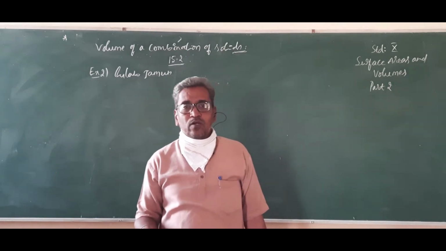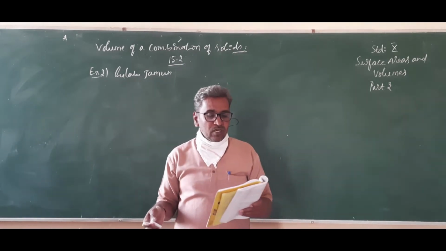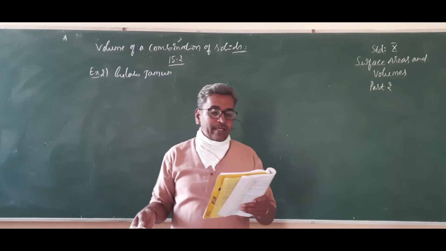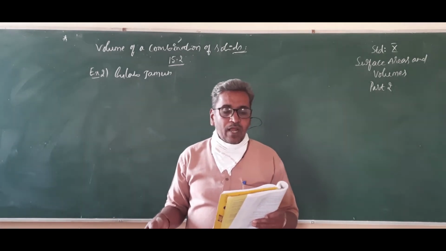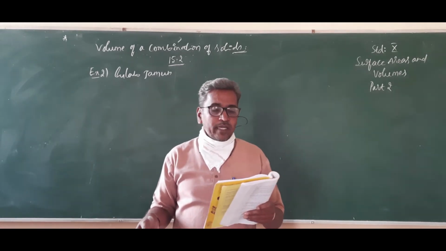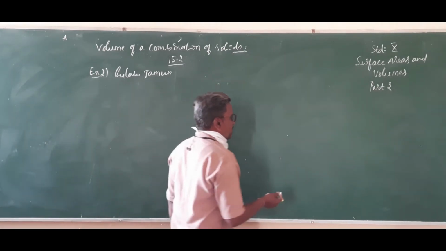Gulab jamun, which is in the form of a cylinder with two hemispherical ends, with length 5 cm and diameter 2.8 cm. Roughly, I am going to give that.